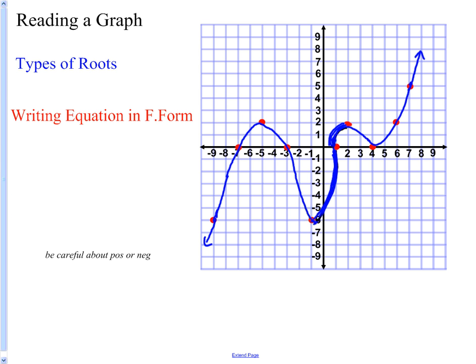Okay, so what kinds of roots are there? There's single roots, like that's a single and that's a single. There's double roots, which are also known as a bounce. And there's this kind, which are triple roots or an inflection.